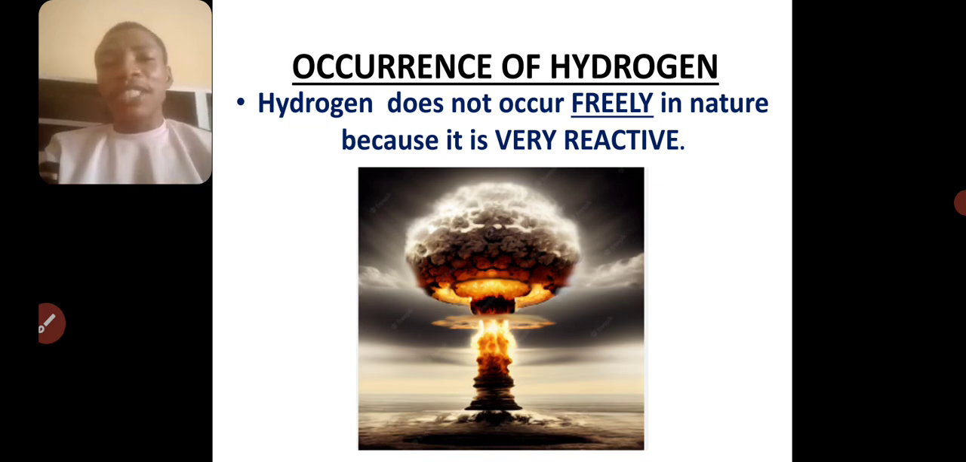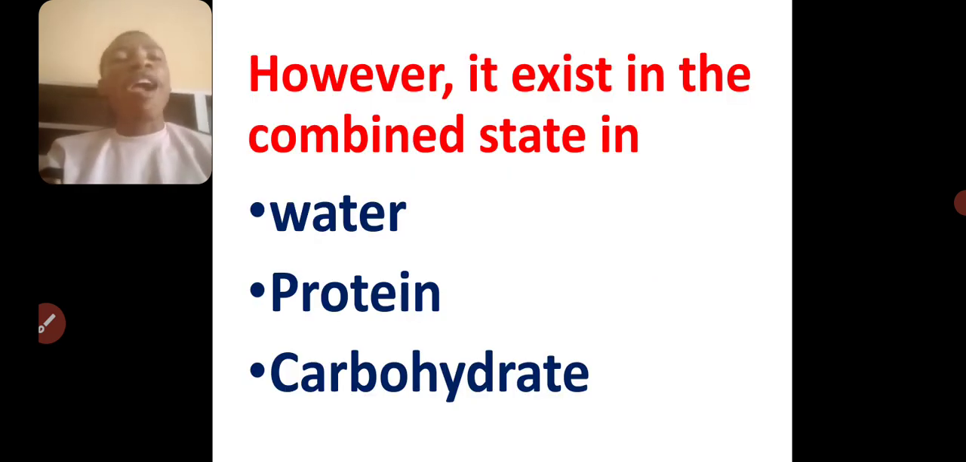Occurrence of hydrogen. Hydrogen does not occur freely in nature because it is very reactive. However, it exists in a combined state in water as H2O, in protein as amino acid polymer, and in carbohydrates.